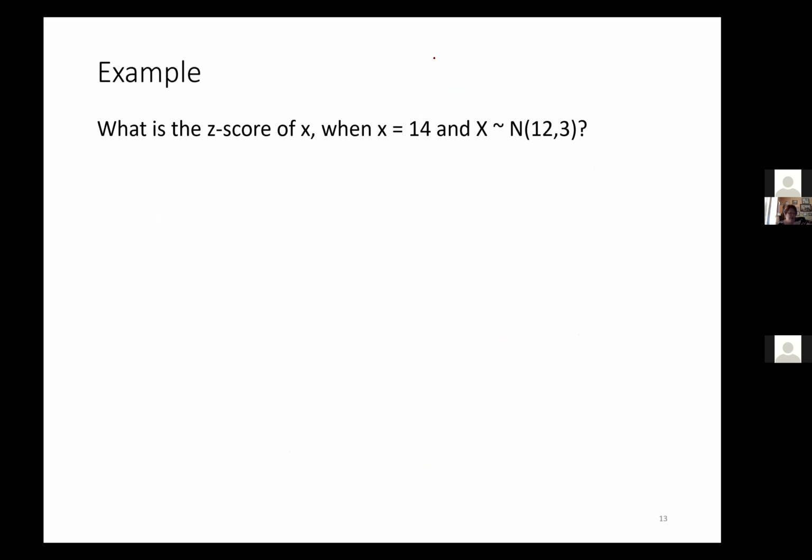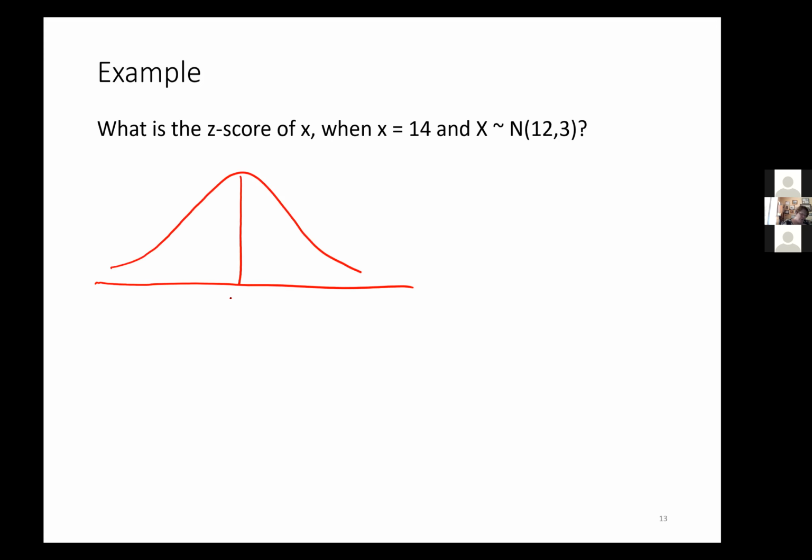Okay, so what's the Z-score of a data value X when X is 14 and we have a normal distribution whose mean is 12 and whose standard deviation is 3? So again, that X squiggly line, capital N 12, 3 means that this distribution is normal. The first number is the mean and the second number is the standard deviation. So again, if I draw a picture of it, the mean is 12 and the standard deviation is 3. So if I have a data value X equals 14, that is going to be to the right of the mean. So that's some data value to the right of the mean.